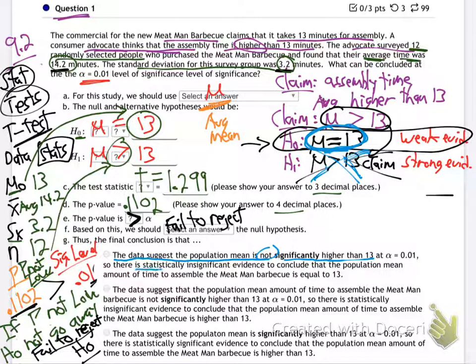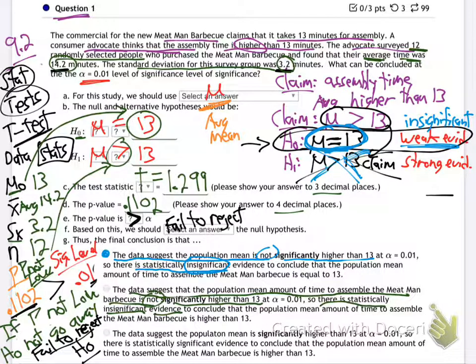So there is statistically insignificant evidence. Was the evidence insignificant? Yeah, it was weak. If something's insignificant, it's small, it's weak. Yeah, that one's looking good. Let's make sure the other ones are wrong, just to be really, really sure. Says the data suggests that the population mean amount of time to assemble the meat man barbecue is not significantly higher than 13. That's true. So there is statistically insignificant evidence. Oh, that looks good too.